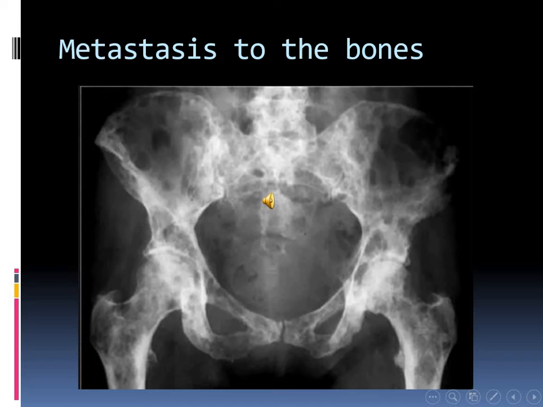Also, we have examples of metastasis to the skeleton. We have an X-ray of the pelvis and upper femur, AP view, showing multiple well-defined osteolytic lesions of different sizes involving the sacrum, the pelvis, the femurs, and the pubic bones. This is osteolytic metastasis, which is common and can be seen in breast carcinoma or in other types of metastasis.